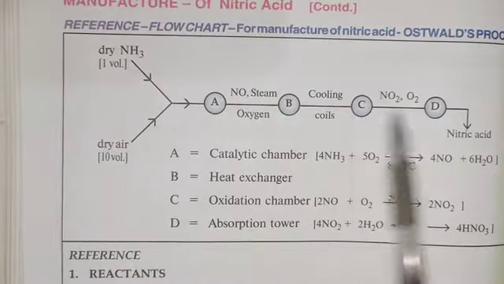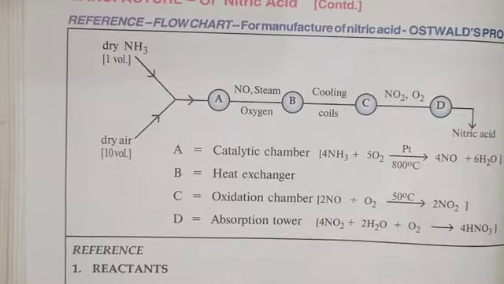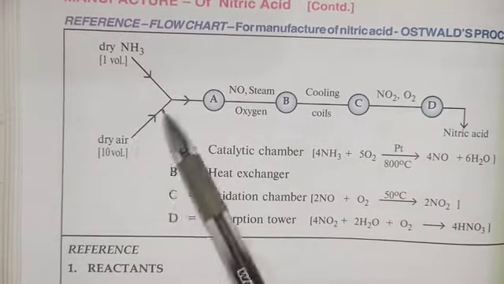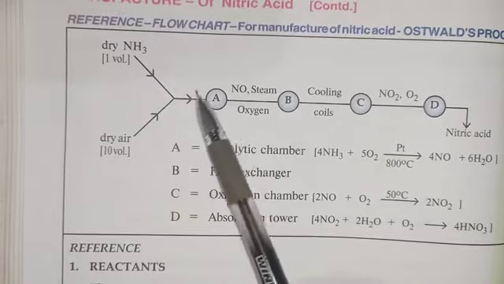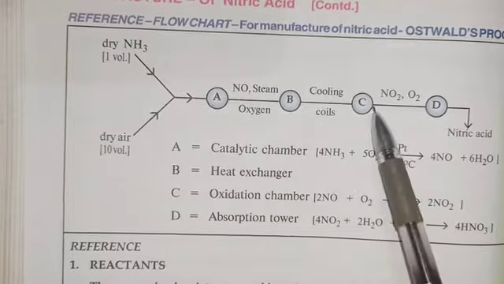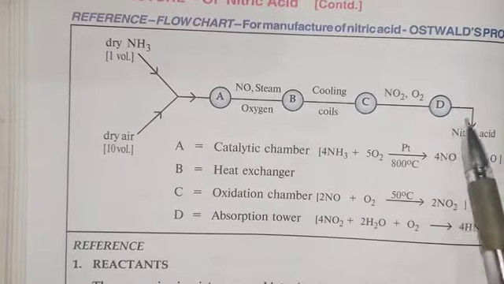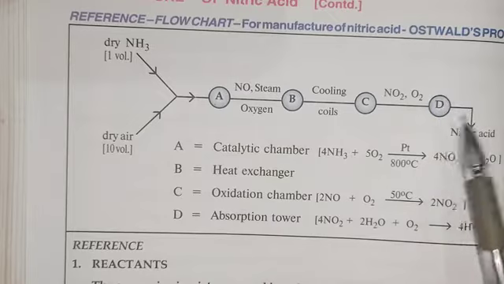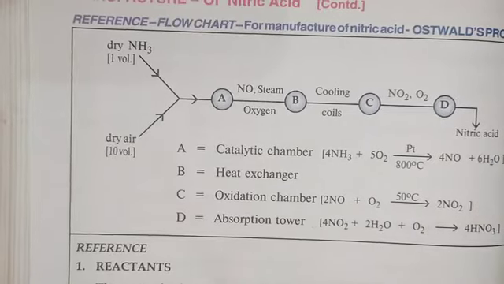So here is the flow chart for the manufacture of nitric acid from the Ostwald's process. As you can see, dry air and dry NH3 are inserted through it. A is the catalytic chamber, B is the heat exchanger, the C part is the oxidation chamber, and the fourth part is the absorption tower where nitric acid is obtained.